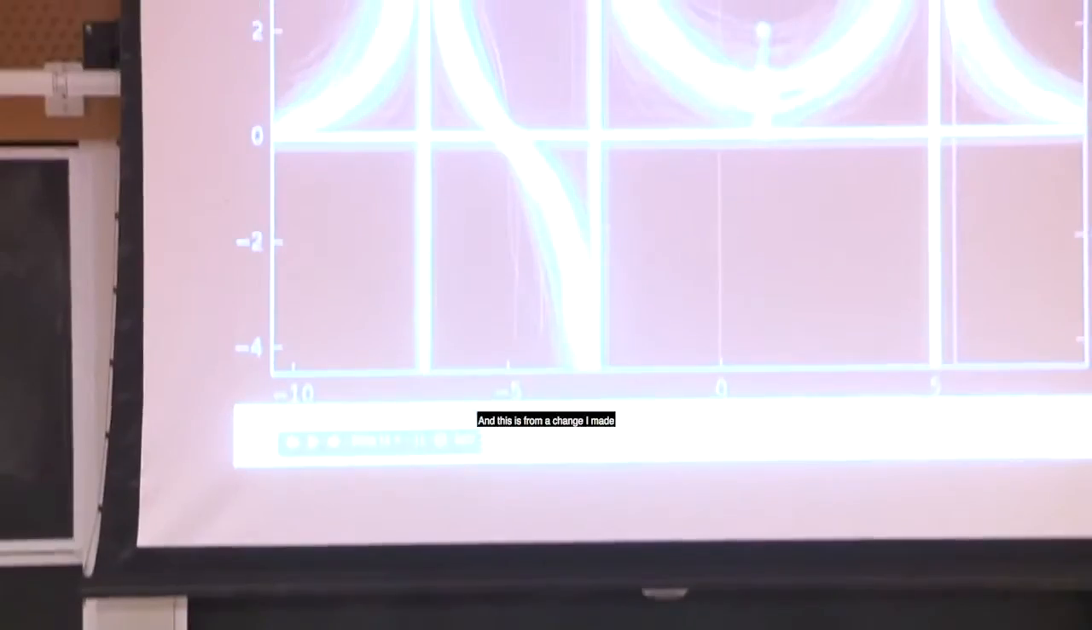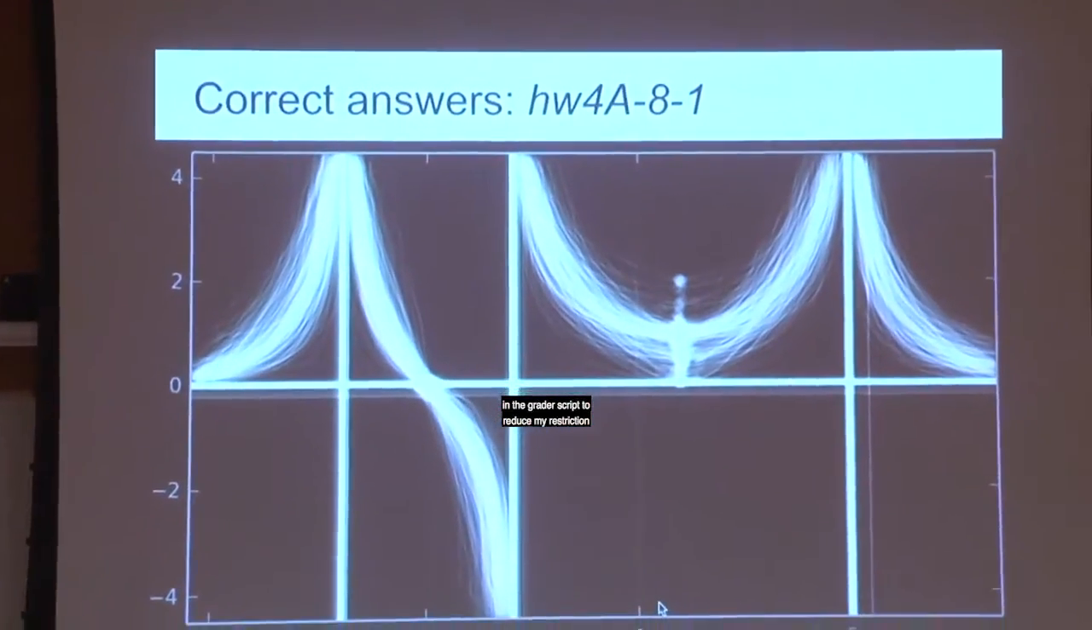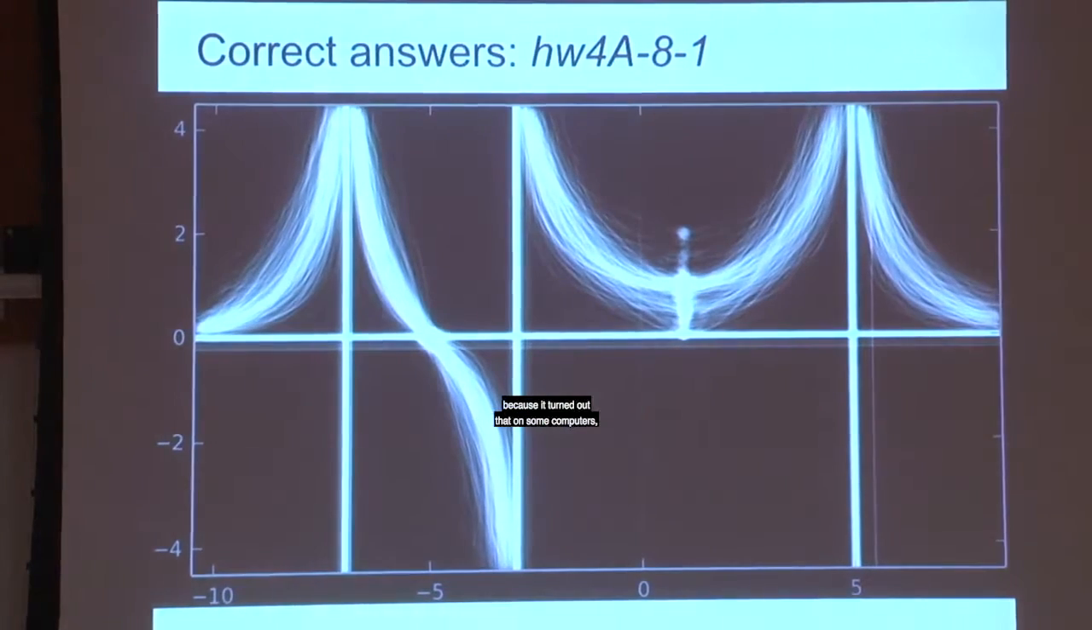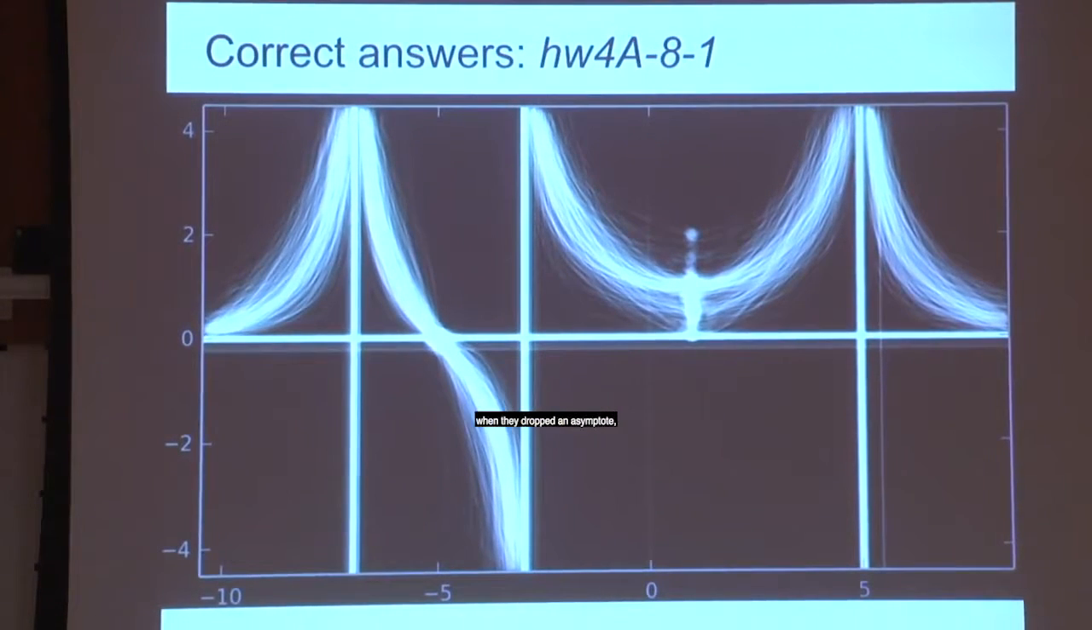And actually, I could go a couple slides back. Here you see an artifact. I don't know if you can see it. There's a faint line right here. And this is from a change I made in the grader script to reduce my restriction on counting the number of asymptotes, because it turned out that on some computers, when they dropped an asymptote, it was actually dropping 2 right over each other, and so I couldn't count them the way that I wanted to, and we fixed that bug. But this grader had an artifact where I had not then gone back and fixed it. And also, I don't like to take away points after I give them, because I'm soft like that.